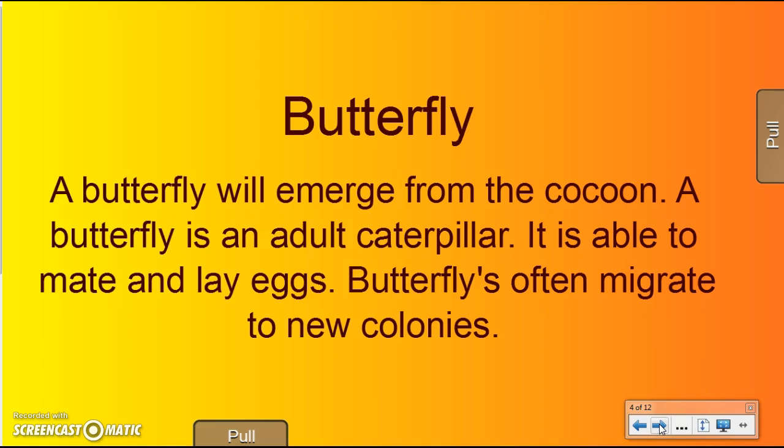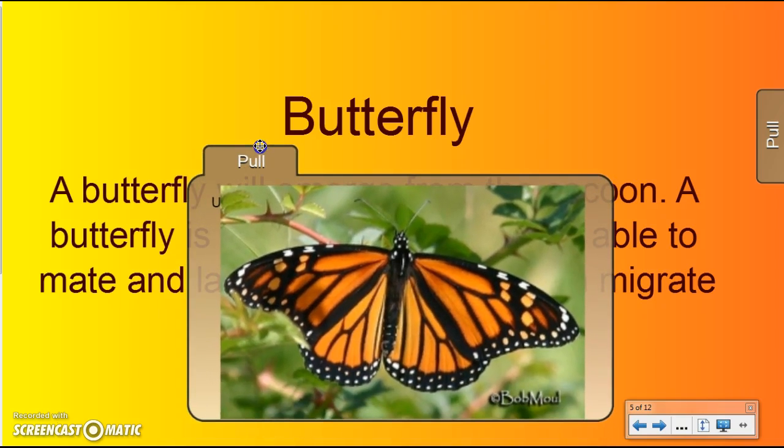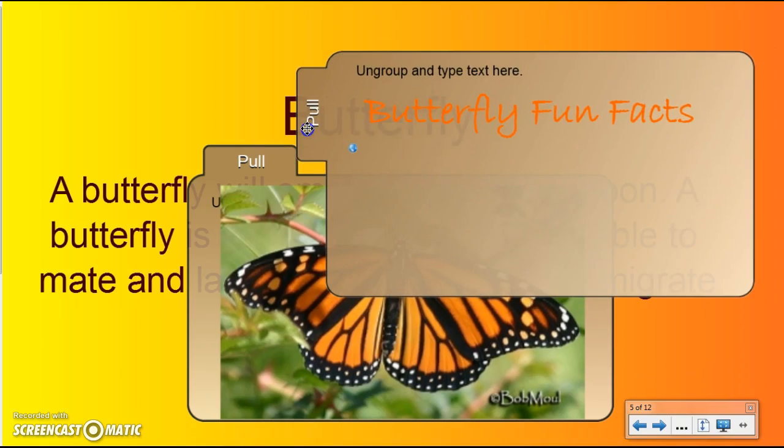The fourth and final stage of a butterfly's life is, of course, the butterfly. A butterfly will emerge from the cocoon. A butterfly is an adult caterpillar. It's able to mate and lay eggs. Butterflies often migrate to new colonies. Let's take a look at our first pull tab for a picture. Okay, there's our butterfly. And if we take a look at our second pull tab, we'll get some butterfly fun facts.